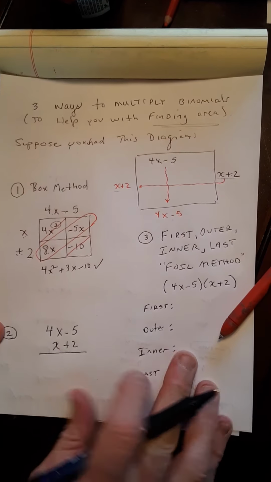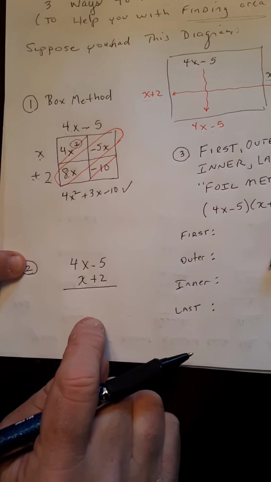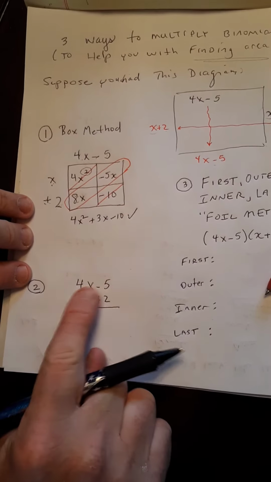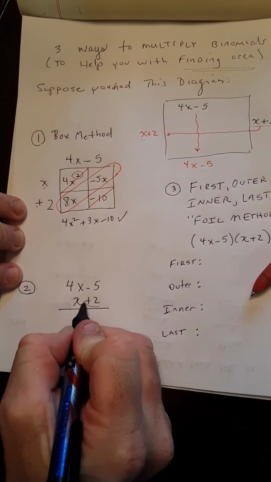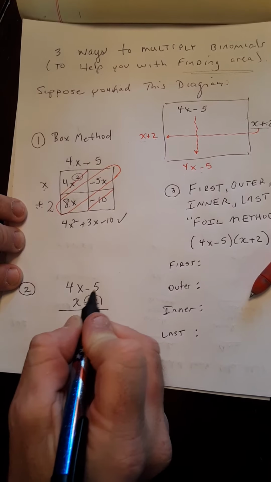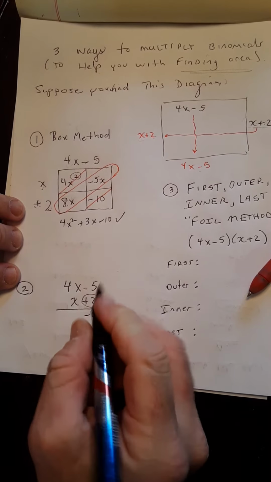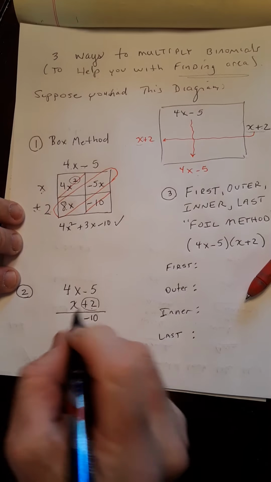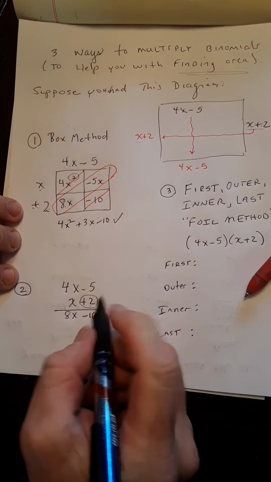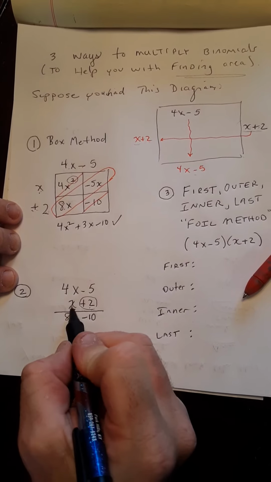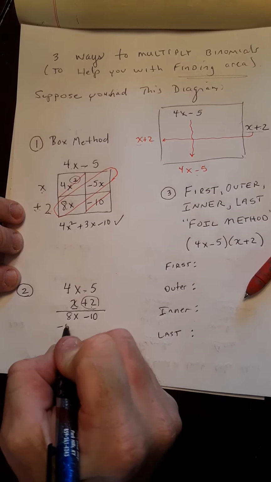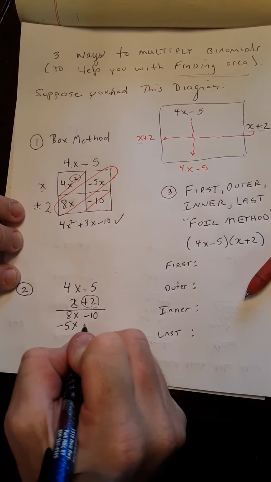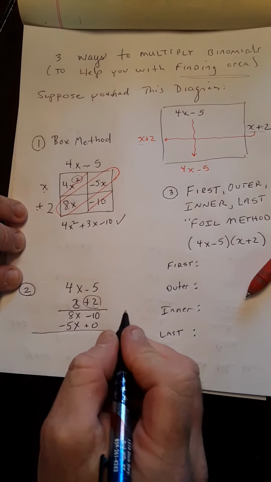Now, let's say I just use old school vertical multiplication. I stack my expressions on top of each other and I start on the right hand side. 2 times negative 5 is negative 10. 2 times 4x is 8x. Then I go over here to my x. X times negative 5 is negative 5x. But I want to keep it in the x column. I can even put a placeholder there if I'd like.